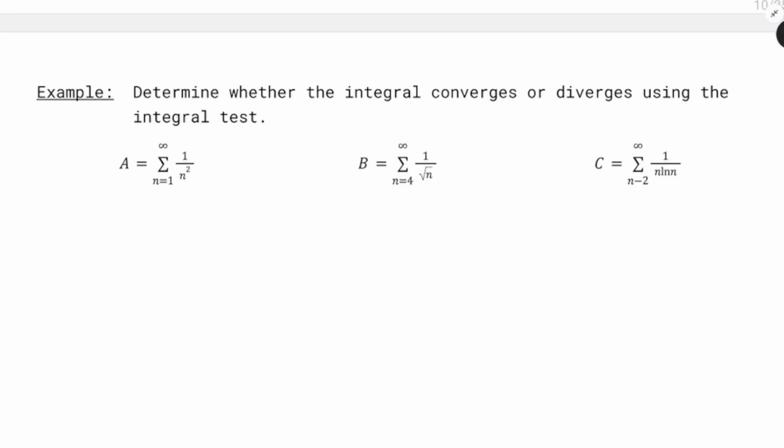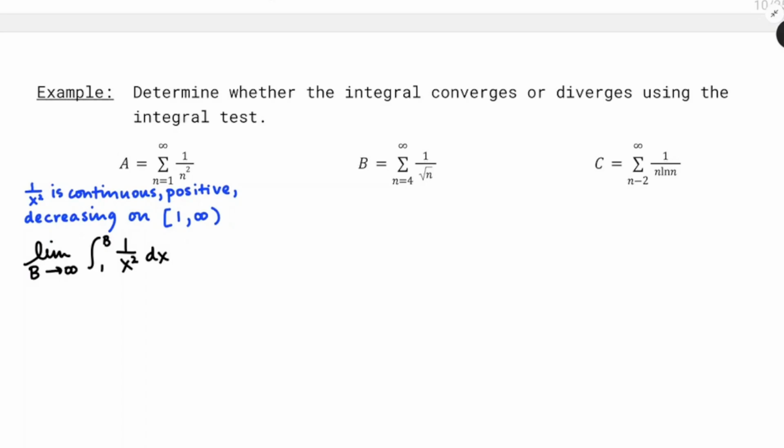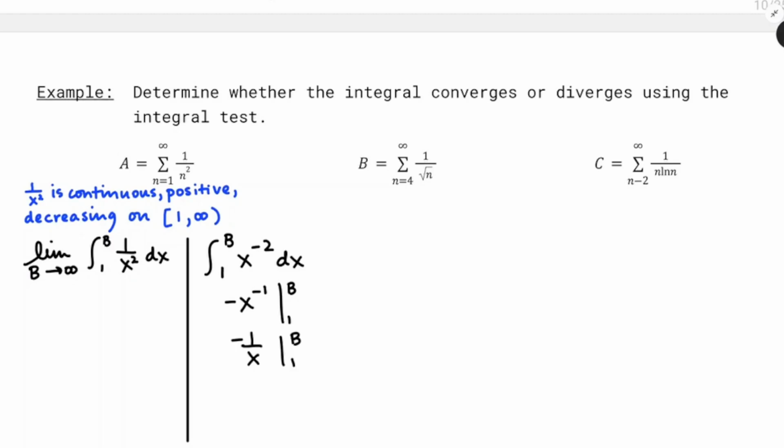I'm going to start off by checking my conditions. 1 over x squared is a continuous, positive and decreasing function for x on the interval 1 to infinity. Then I'm going to set up my improper integral. That'll be the limit of the integral of 1 over x squared as the upper bound approaches infinity. I'm going to go off to the side and set up my scratch work, integrating from 1 to b on x to the negative 2. I'm going to anti-differentiate, add 1 to the power, divide by the new power, plug in the bounds, and subtract. Maybe also think of that as negative 1 over x. When we did those improper integrals, that rewriting was really helpful.